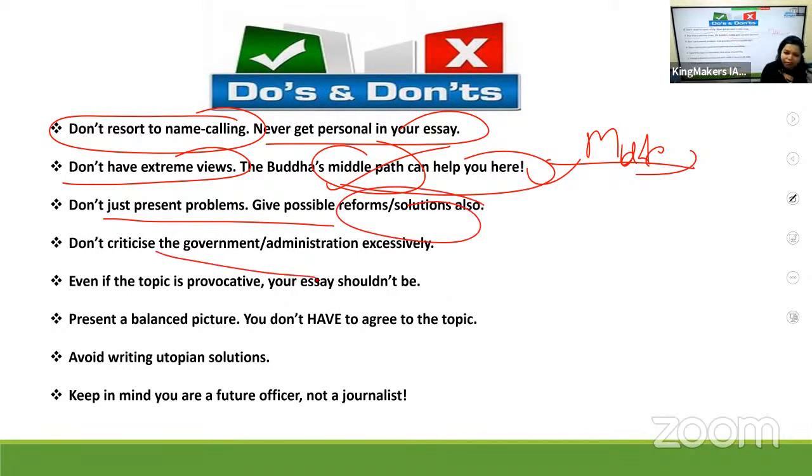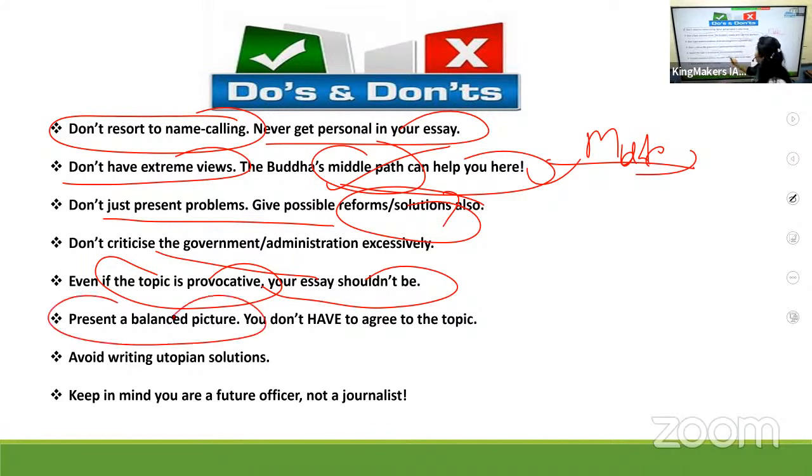Don't criticize the government. That is why I'm saying don't criticize more, though they are bad sometimes. Now you can raise the questions in some other way. In writing practice we will learn all these techniques. Even if the topic is provocative, the essay should not be provoking. You should not become another terrorist. Your paper should be that of a UPSC aspirant. Present a balanced picture. You don't have to agree with the topic. You can disagree with the topic.